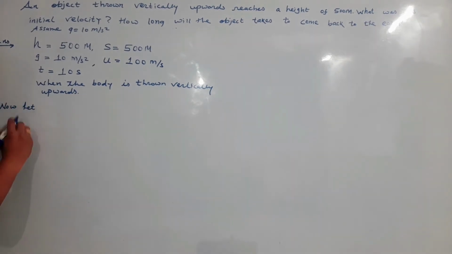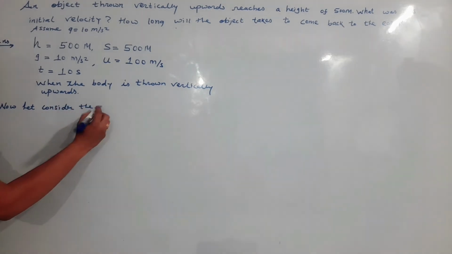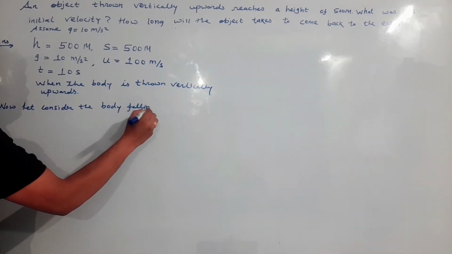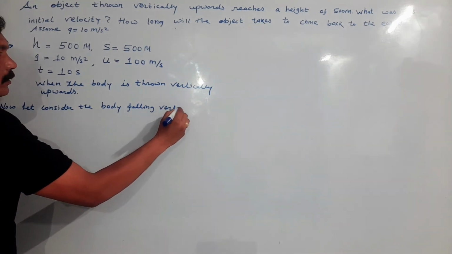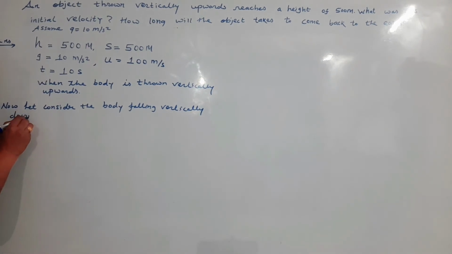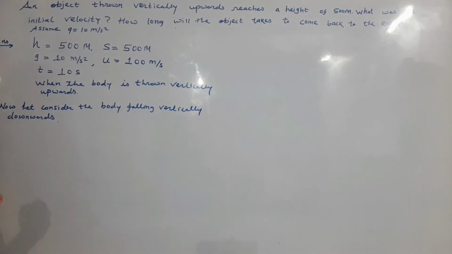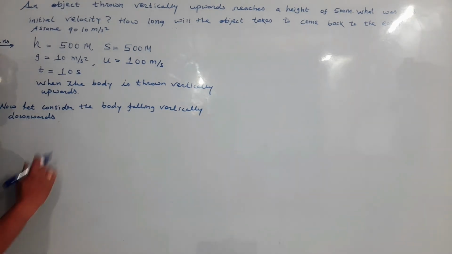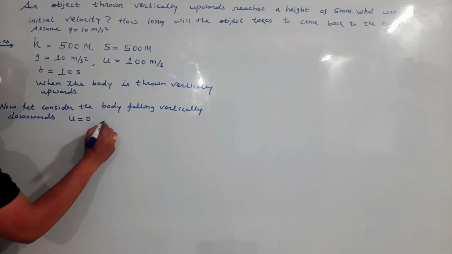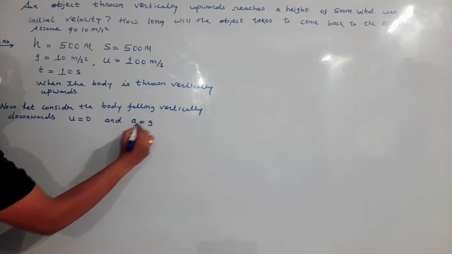Now let's consider the body falling vertically downwards. And if a body is falling vertically downwards, my dear student, here u will be equal to 0 and a will be equal to g.